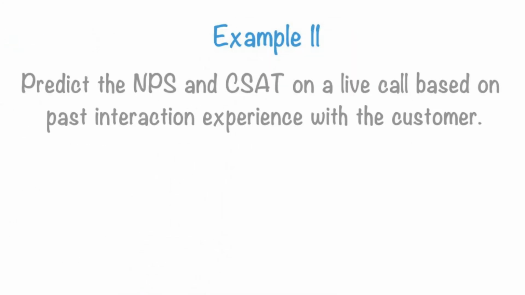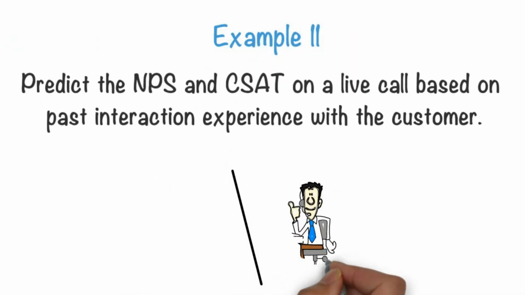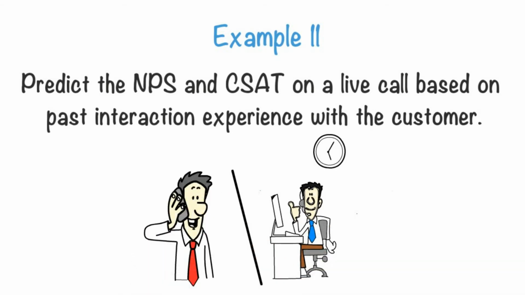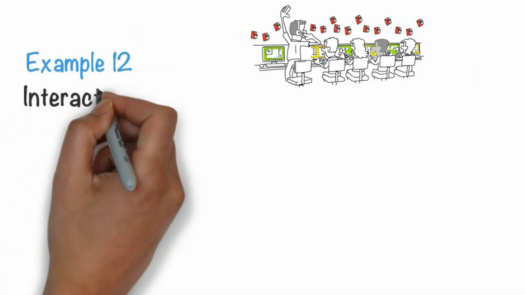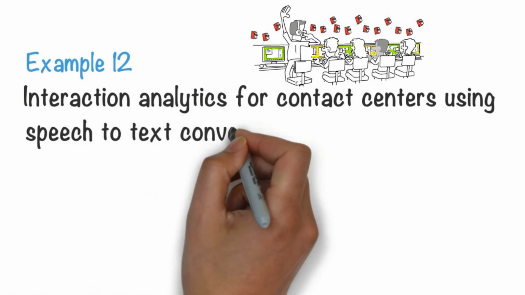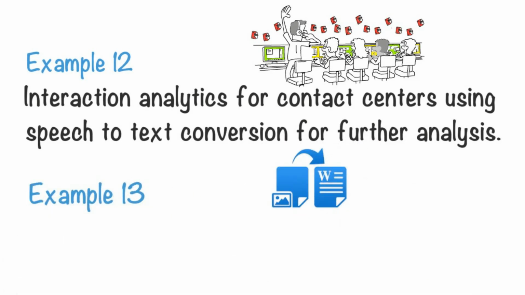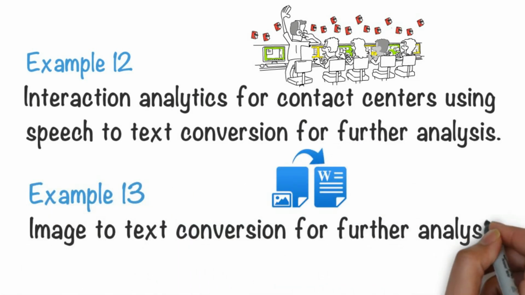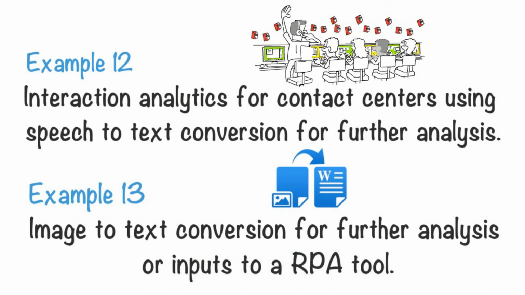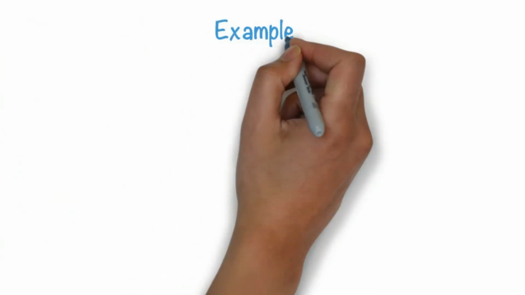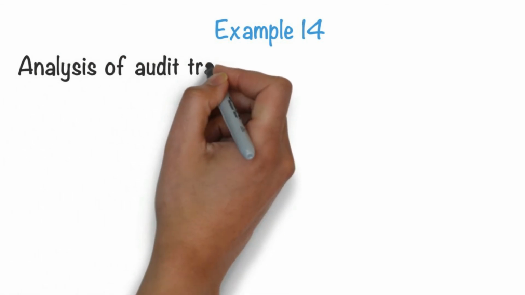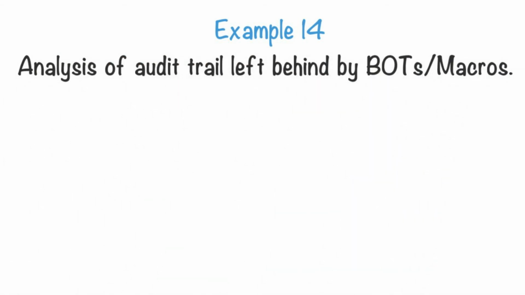Example 11. Predict the NPS and CSAT on a live call based on past interaction experience with the customer. Example 12. Interaction analytics for contact centers using speech-to-text conversion for further analysis. Example 13. Image-to-text conversion for further analysis or inputs to an RPA tool. Example 14. Analysis of audit trail left behind by bots, macros.